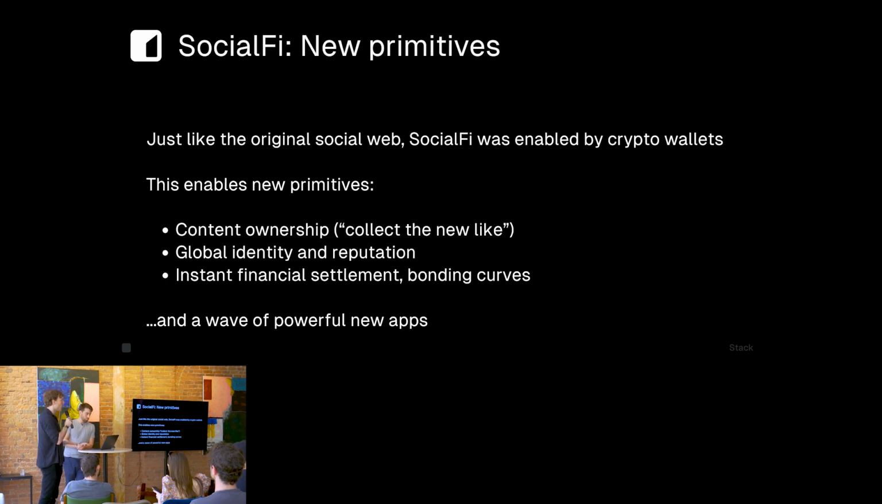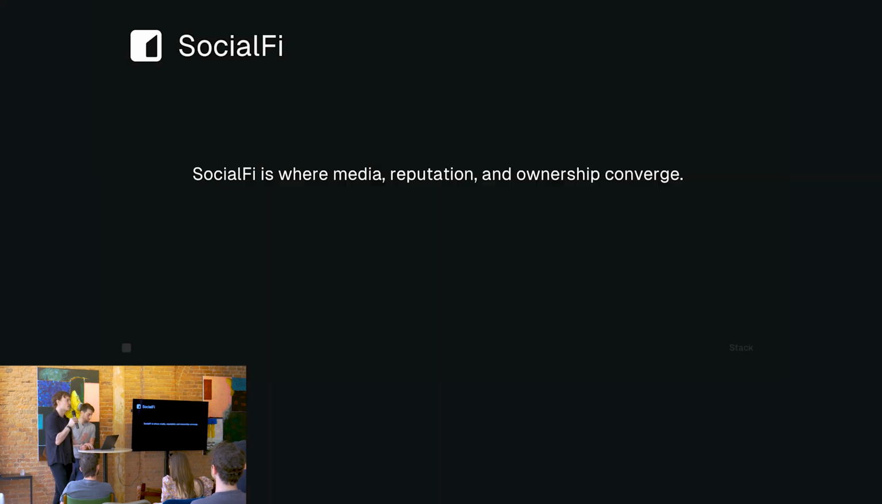In a similar way, SocialFi is enabled by crypto wallets. So that's the innovation from blockchains, which will enable these new primitives like content ownership. And we like to say things like collect is the new like. And it also allows for global identity and reputation. So you can have one wallet across multiple apps, and then that wallet can have a reputation and a relationship with brands and with applications. It's not a walled garden. And then there are also instant financial settlement and primitives like bonding curves, which I'm sure others will talk about later. And that will create a powerful new wave of apps, just like Web 2 did. So in short, SocialFi is really where media, reputation, and ownership converge.